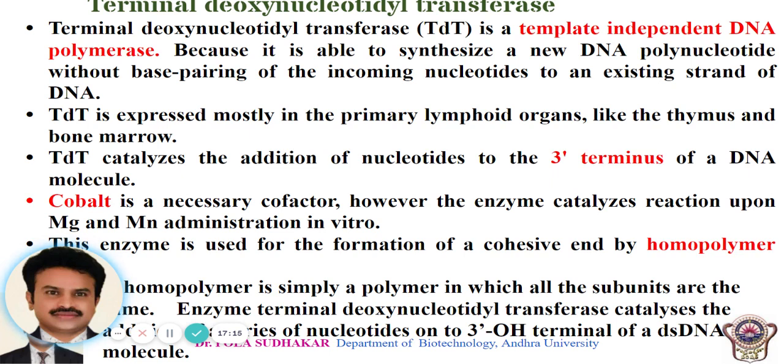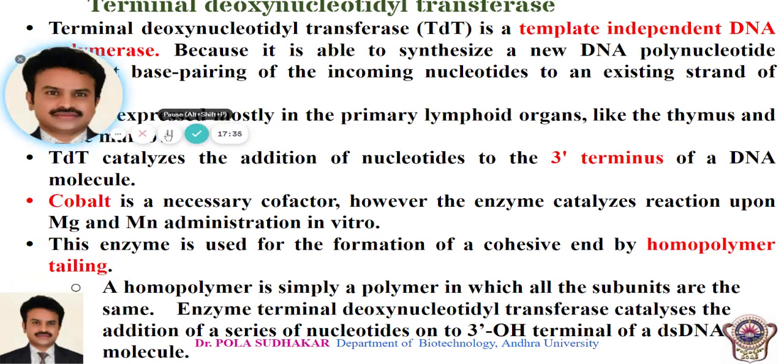Cobalt is a necessary cofactor. However, the enzyme catalyzes the reaction upon magnesium and manganese administration in vitro. This enzyme is used for the formation of cohesive ends and homopolymer tailing. A homopolymer is simply a polymer in which all the subunits are the same.